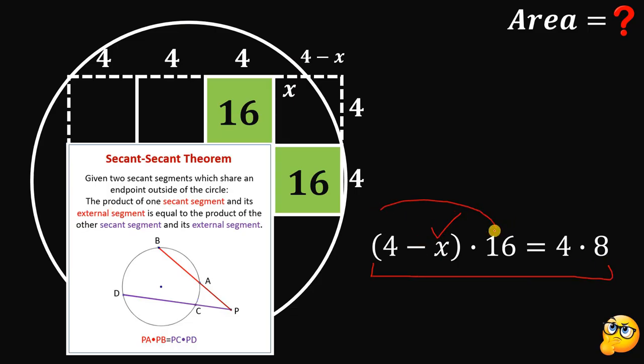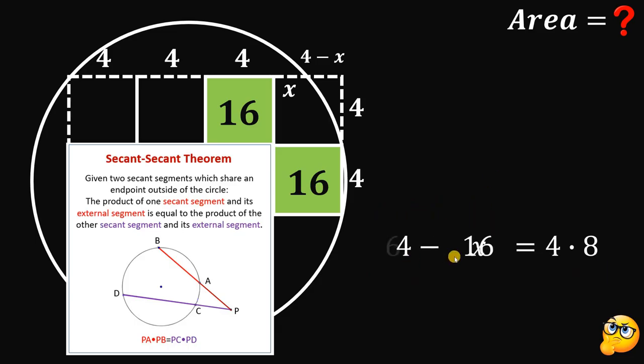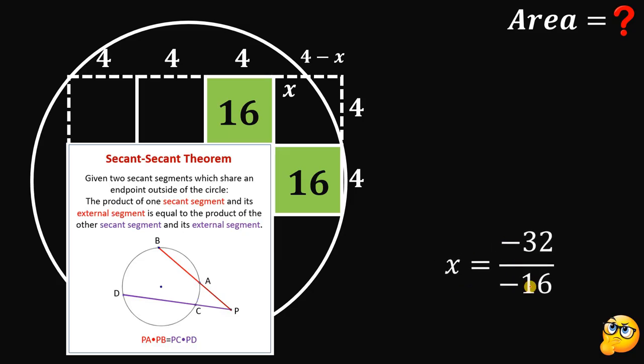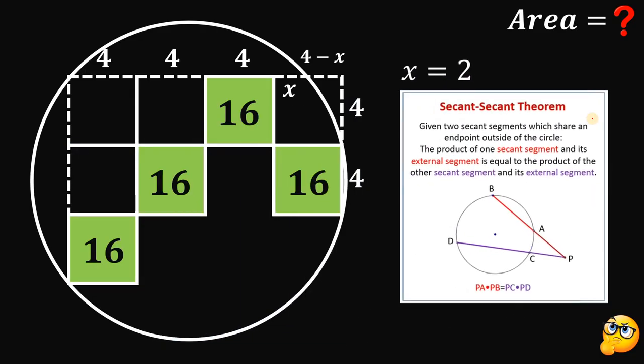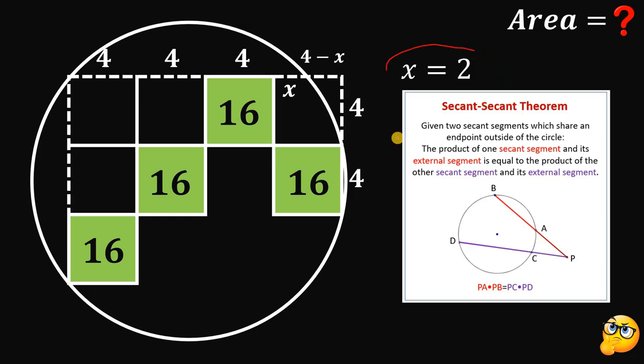So, let's distribute the 16 to 4 and negative x. If we do that, we get 64 minus 16x. And 4 times 8 will give us 32. Then, let's subtract 64 on both sides. 32 minus 64 will give us negative 32. Now, divide both sides by negative 16. So, x equals negative 32 over negative 16, or simply positive 2. So, using the secant power theorem, we get that this x must be equal to 2. So, we can replace this x with 2.